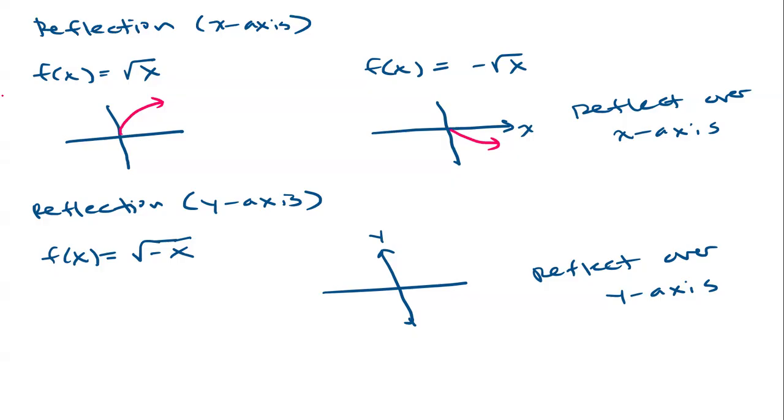Now, if the negative is inside the radical, then we reflect it over the y-axis. So again, the original looks like this on top left. And so if it was y equals the square root of negative x, then it would just reflect over the y-axis. Okay, so you might say, well, you can't take the square root of a negative. You're correct. However, if we plug in a negative number in there, so for example, if I plugged in -1, right?